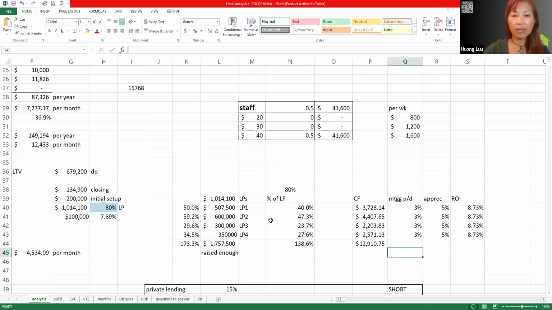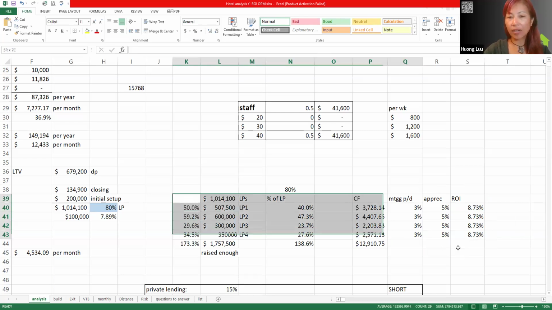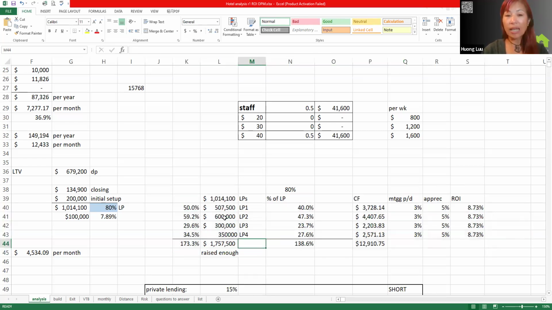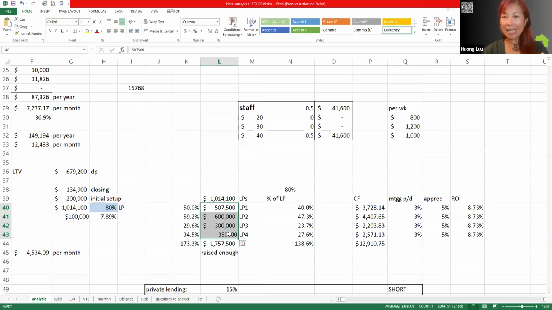Here, what I've done on this table is calculate, if I'm going to bring in 4 money partners and each money partner is bringing in a certain amount, let's say 350,000, 600,000, 500,000, what is their percentage of partnership here?